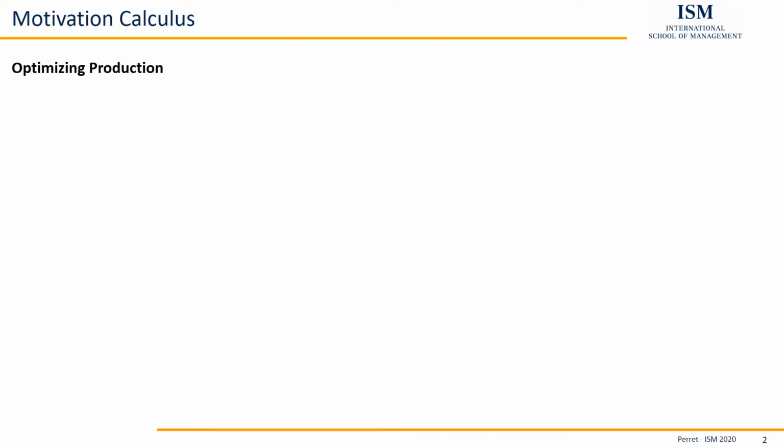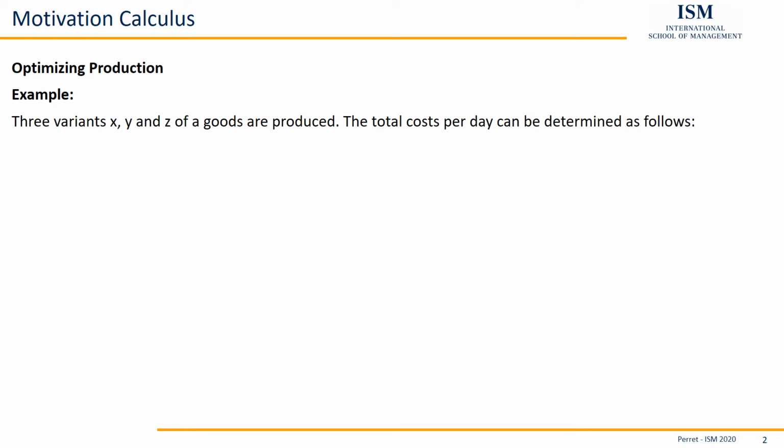Here we can start with typical optimization problems, or if you run a production line, want to optimize production, usually this means minimizing costs. So in our example, we can say, well, we produce 3 variants. The number of the variants are X, Y, and Z of a specific good. And the total costs accrued by the production per day can be determined by a cost function, depending on X, Y, and Z, so the number of variant X, the number of variant Y, and the number of variant Z produced.